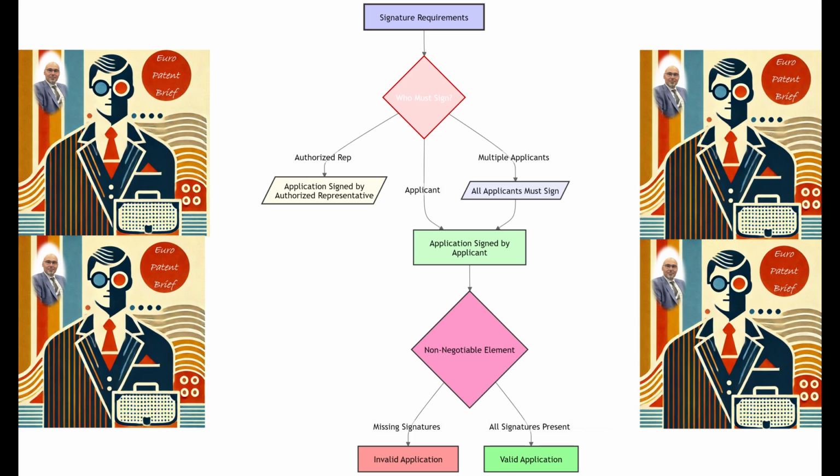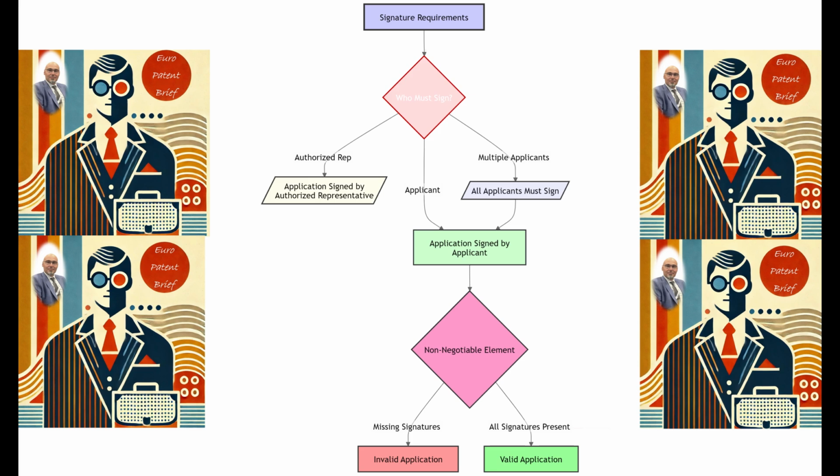VII. Designation of inventor. You must designate the inventor or inventors. This is a key part of your application and must be handled with care. VIII. Translations, where required. If your application is not in one of the official EPO languages, you'll need to provide translations. These must meet specific requirements.